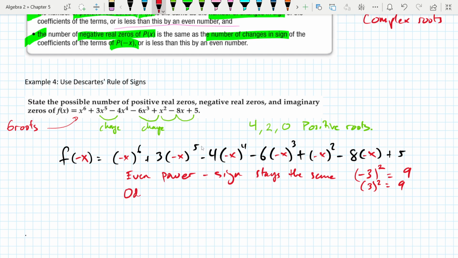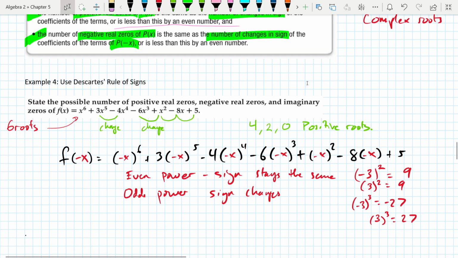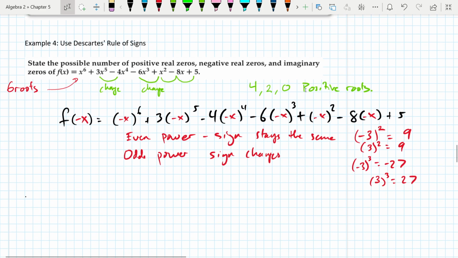If it is an odd power, the sign changes. So, how does that work? Well, negative 3 to the third is negative 27, and positive 3 to the third is just positive 27. So you can see there's a difference in the sign change there. Now, what does that mean for rewriting the function?